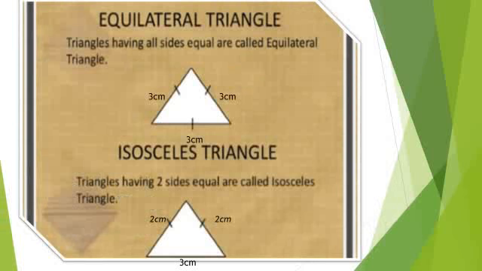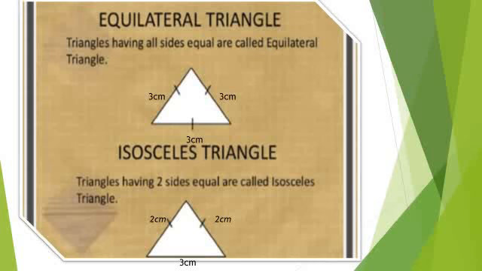First of all, we will talk about equilateral triangle. This is a type of triangle in which all sides are equal in length. For example, you can see on your screen, this triangle has a length of 3 cm on all sides. It means that all these sides are equal in length, so we can call this type of triangle an equilateral triangle. And in isosceles triangle, only 2 sides of triangle have same length and third side is different in length.